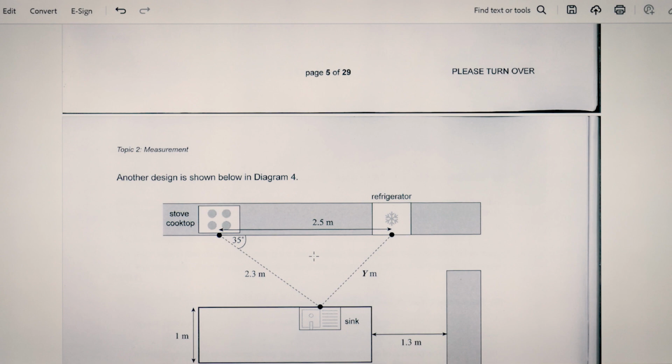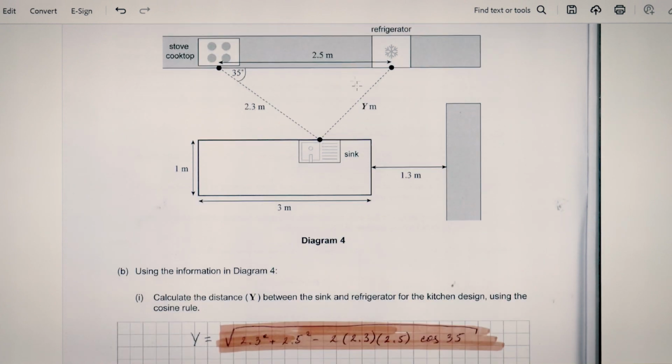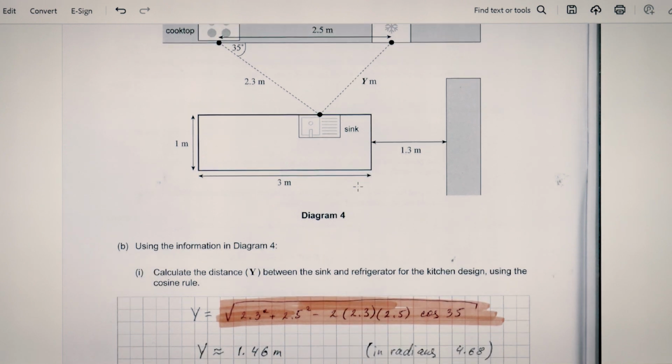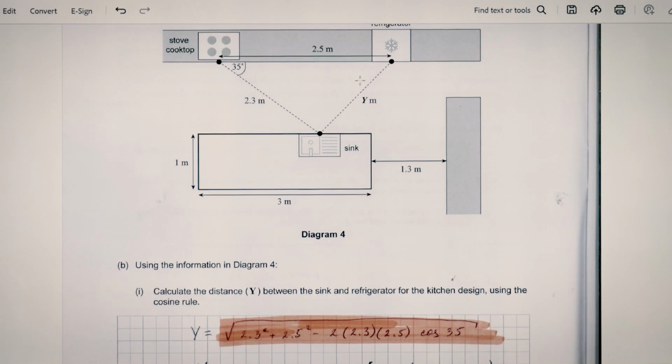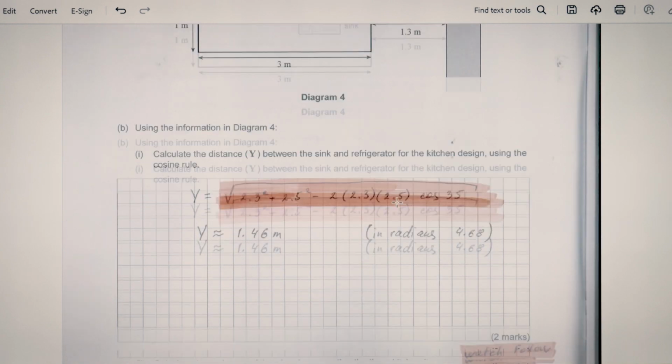Continue, it's the same question, but now the diagram changed. And actually what we want students to see here is that it's not a right angle triangle anymore, okay? Now they're asking to find the side Y, and they definitely have to use the cosine rule. It's not possible to use the sine rule because we don't know another two angles. So it's 100% the cosine rule here.